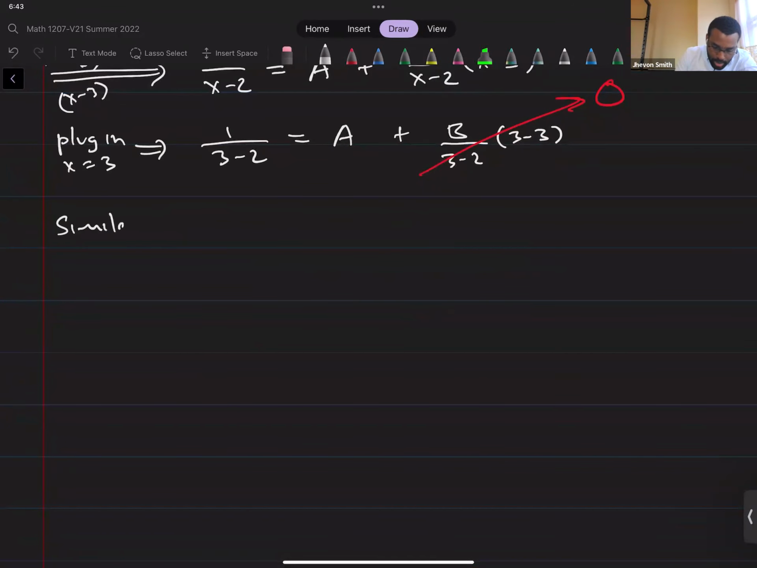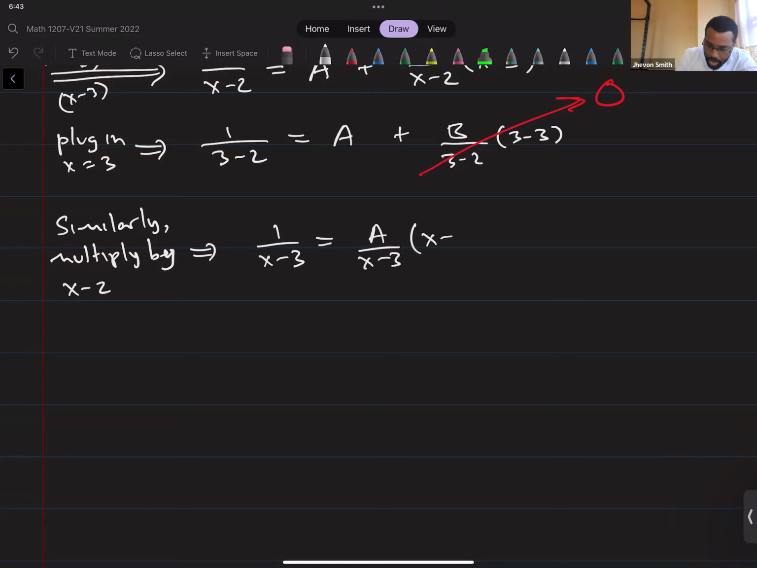Similarly, multiply by x minus 2. That would give you 1 over x minus 3 on the left. You'd have A over x minus 3 times x minus 2 plus B. And then if you plug in x equals 2, you get 1 over 2 minus 3 equals 0 plus B, right? You'll end up finding the B that way.